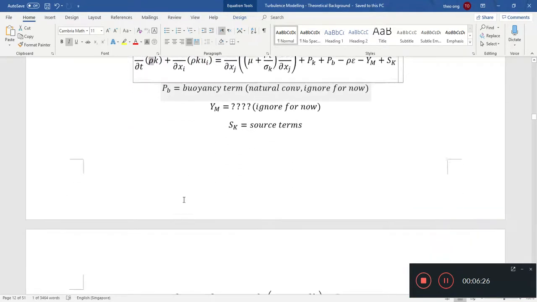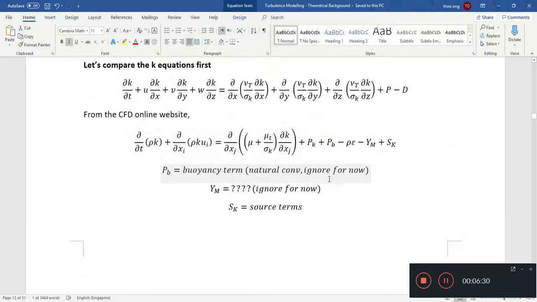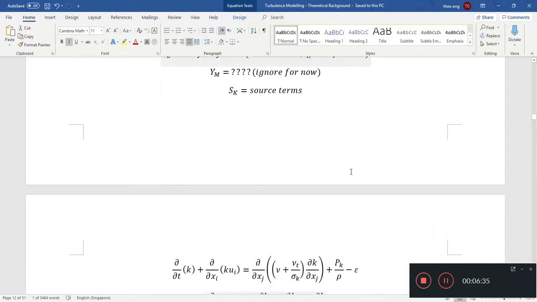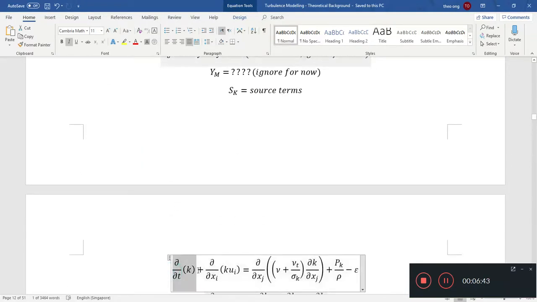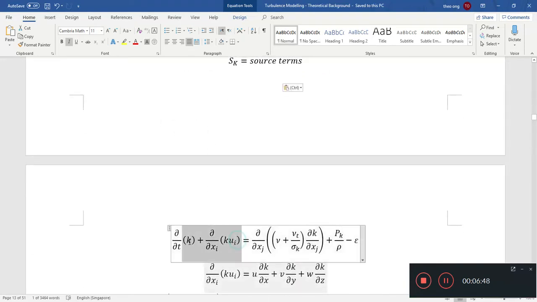So the next part is over here. I just divided everything throughout by density, and I got rid of this and this, because I just ignore them. So first things first, assuming a constant density, my first term becomes like this. My second term becomes like this because I just took the density out. My third term is the viscous diffusion term of the turbulent kinetic energy.